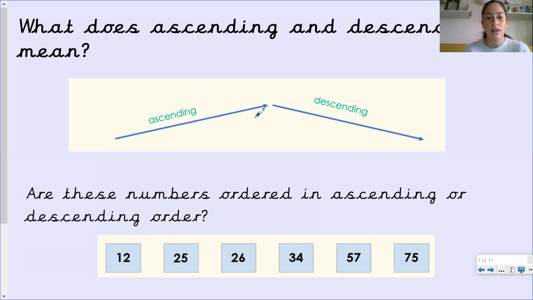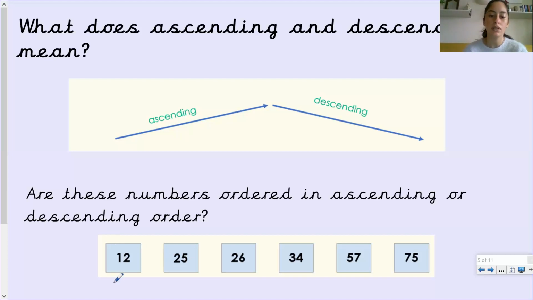Okay, so as you can see, ascending starts off small and gets higher and higher or greater and greater as it goes along. Whereas descending starts off high, so it would start off with a greater number and get smaller and smaller as it goes along. So, knowing this information, are these numbers ordered in ascending order or descending order? Pause the video and have a think.